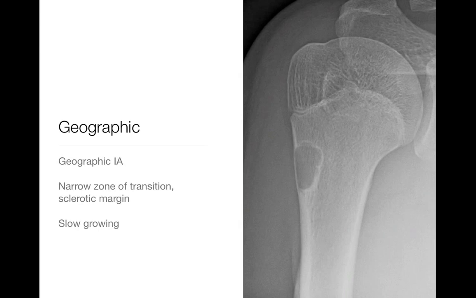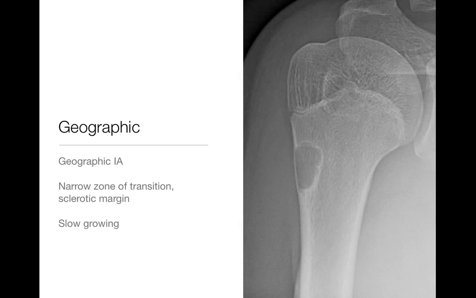The principles being that the ones that look like geographic 1A lesions are going to have a narrow zone of transition and a sharp sclerotic border, and those that are 1C are going to have a wide zone of transition. The 1A ones we're going to think of as almost all benign things, and the 1C lesions we're going to think of as much more aggressive or malignant processes.